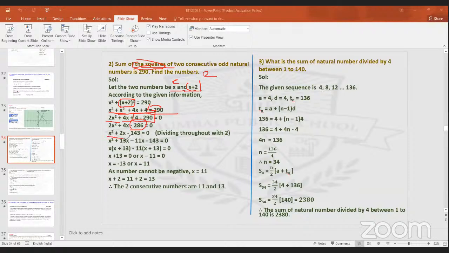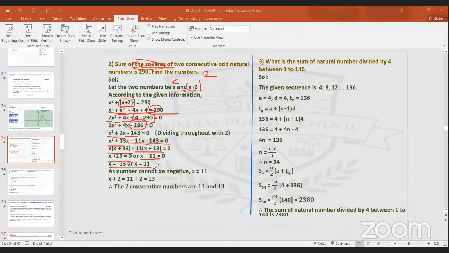So here you will get x square plus 2x minus 143 equals 0. You'll get that as x square plus 13x minus 11x minus 143 equals 0. So x into x plus 13 minus 11 into x plus 13 equals 0. You'll get x plus 13 equals 0 or x minus 11 equals 0. So x is minus 13 or x equals 11. Now, as you know, numbers are not negative. So what is the value you're going to consider, Dhanalakshmi?